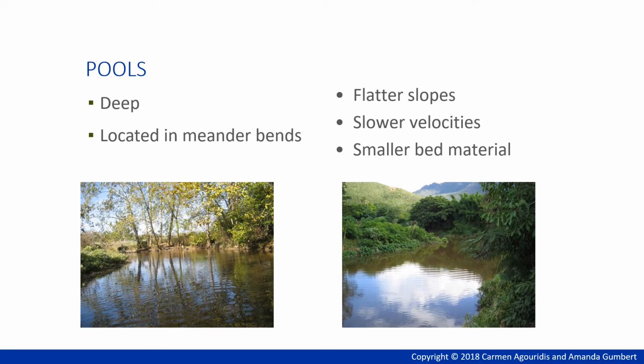Pools are the areas of deeper and flatter flows. Located on the outside of meander bends, pools experience slower velocities. As such, the bed material in pools tends to be smaller. In bedrock systems, pool depth is often limited.